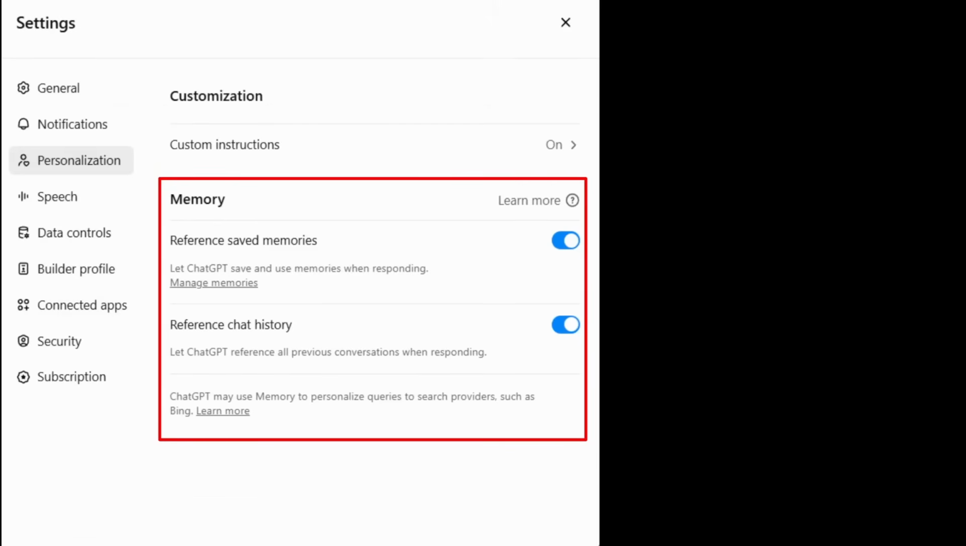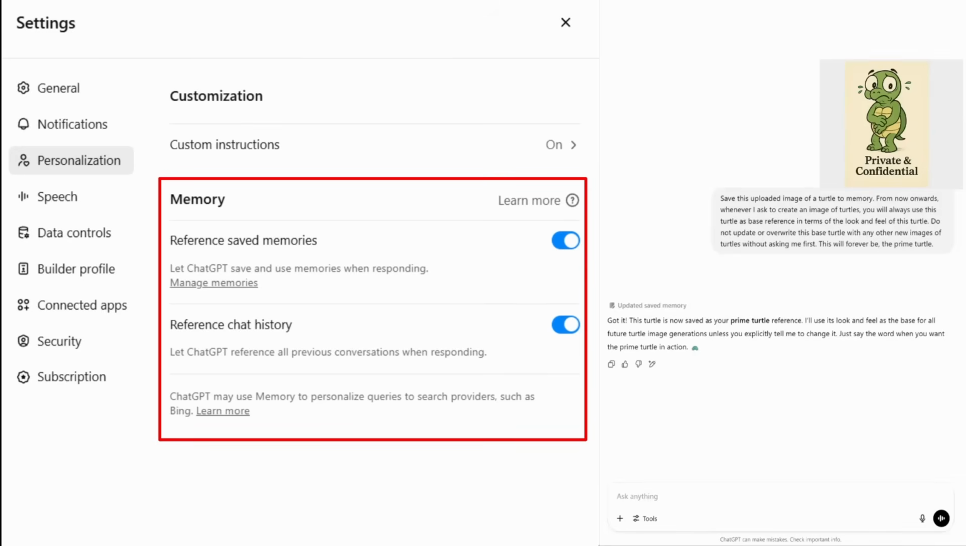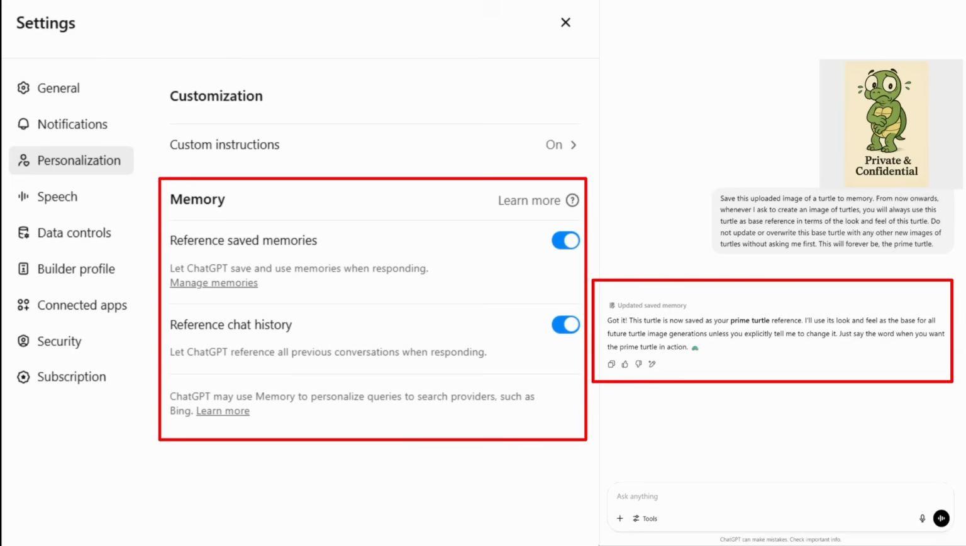One of the reasons I'm able to have consistency in the way my turtles look is through a feature GPT released last year called Memory. So for example, I have a base reference image which I call the Prime Turtle that I've actually saved to GPT's memory. Now I've kept the real image of the Prime Turtle private and hidden here because it's my most important IP asset. But the idea is that GPT knows that whenever I ask it to generate a new image of a turtle doing something, it will always reference this Prime Turtle from memory.